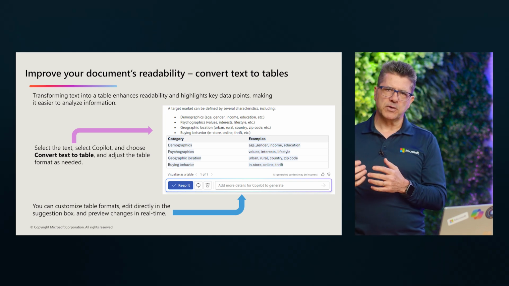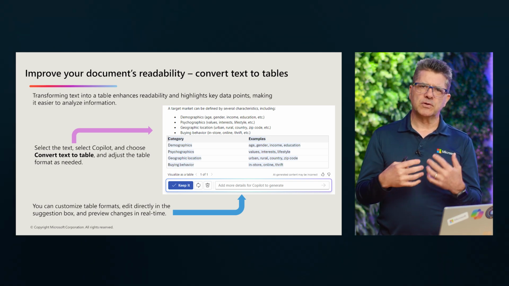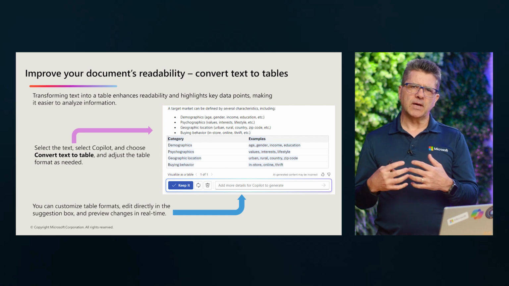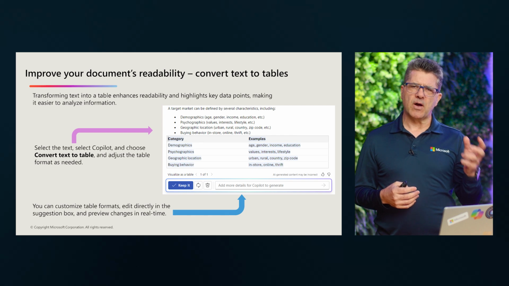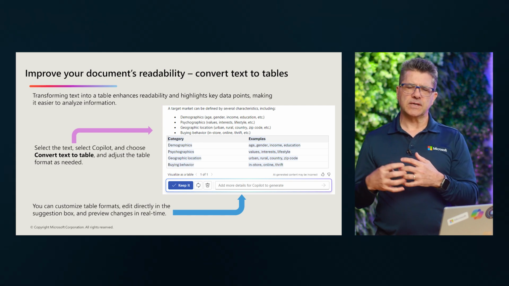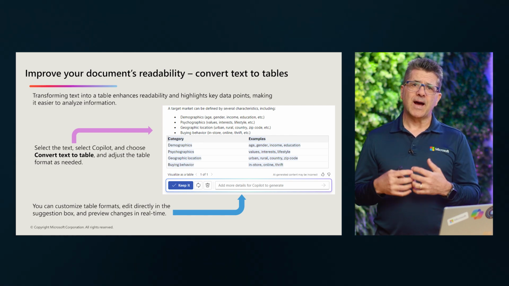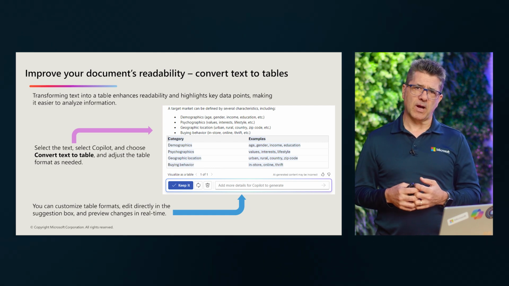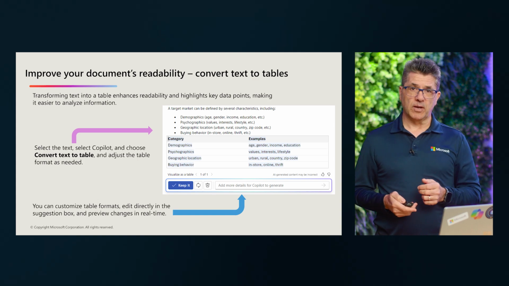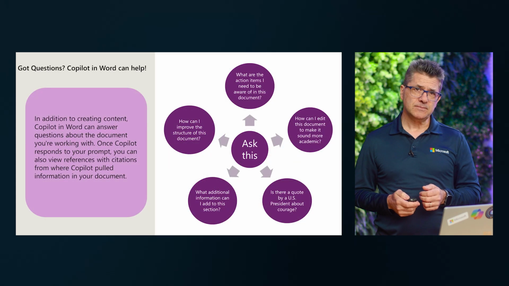So one of the things we're going to see here is that when I want to convert a document to a table, or a section of a document, I can simply highlight the document that I want and say, convert this into a table. If I like it, I can keep it. If I don't like it, I can ask to rewrite that content as well. Maybe add additional bullet points if that's the case.